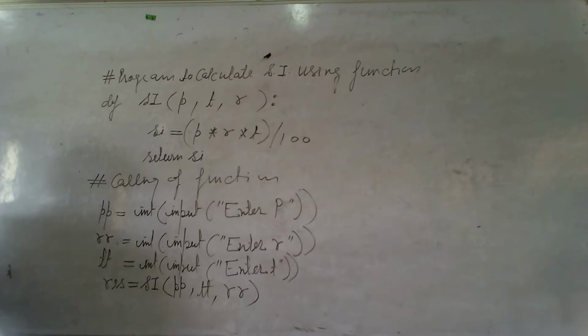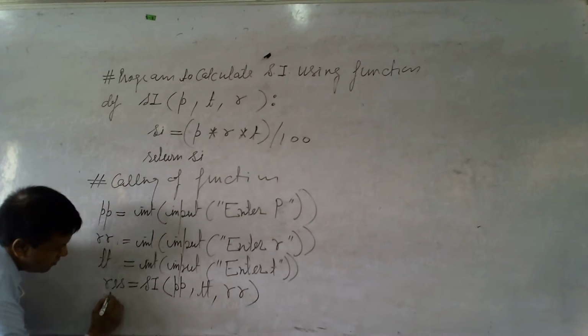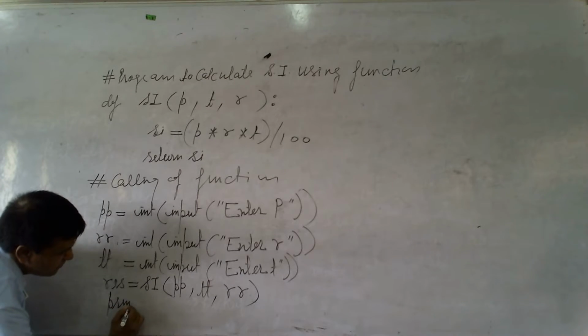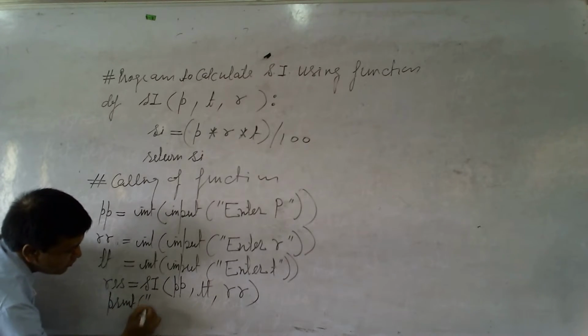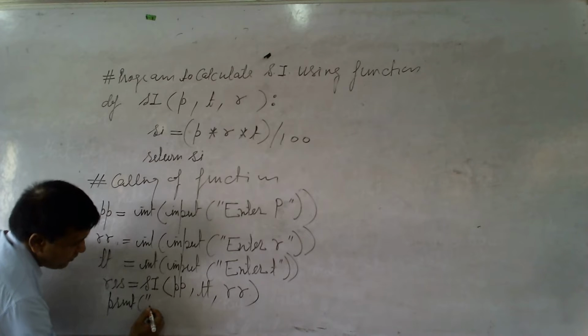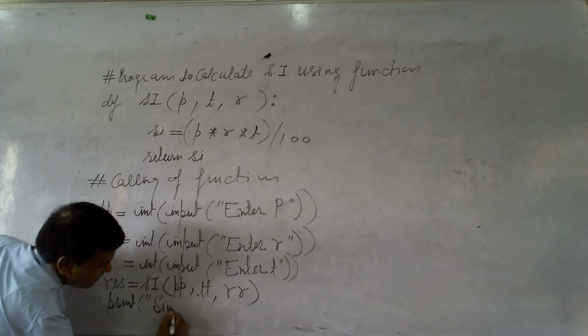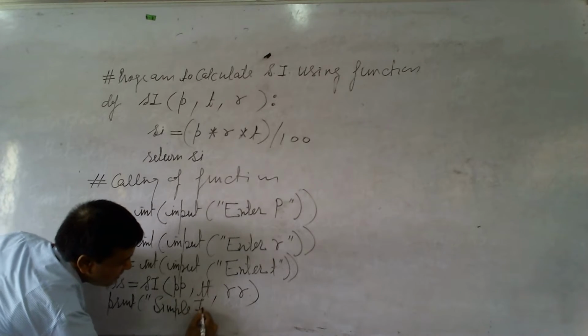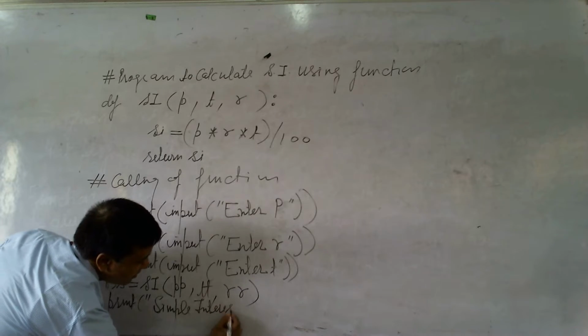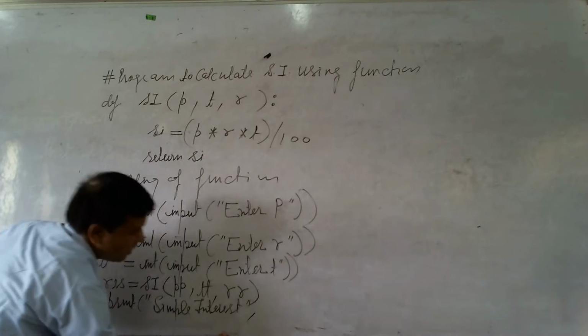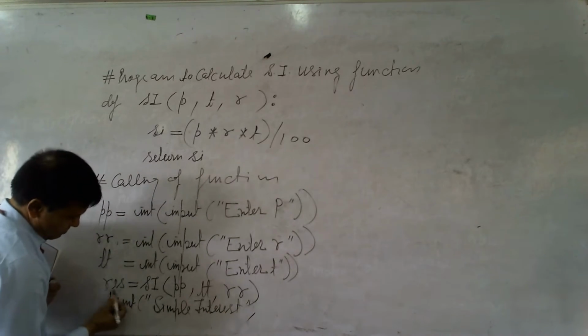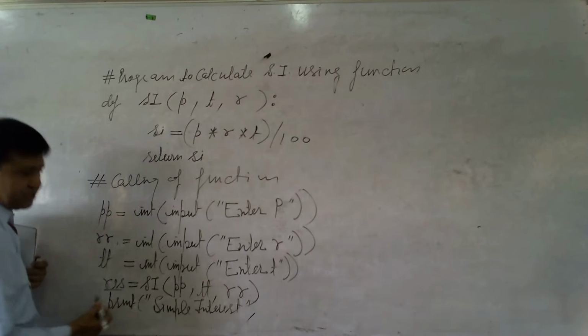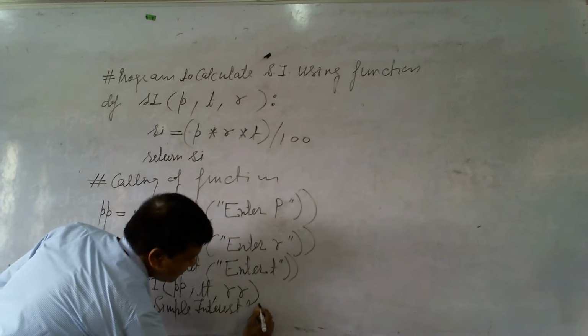Fine. Now the print function to display the output. Simple interest, in double quotes, comma, and this variable is containing the result, so I will use here res.